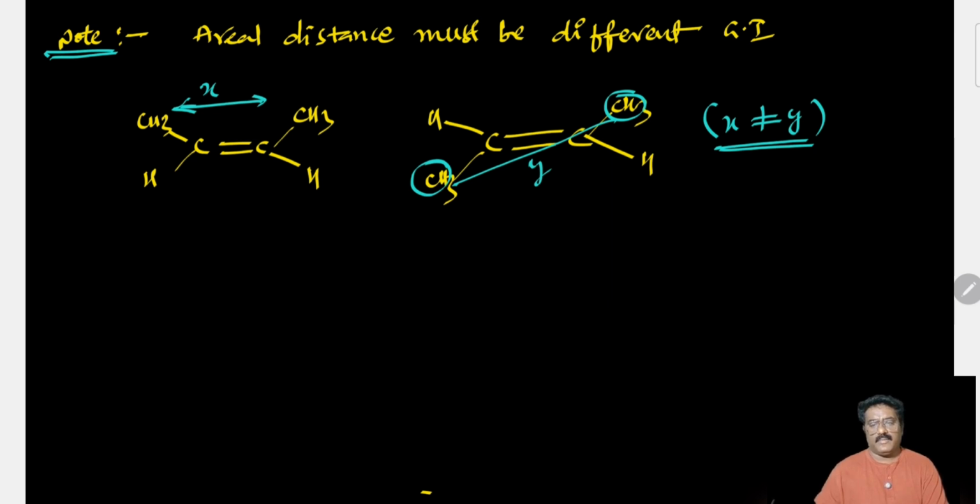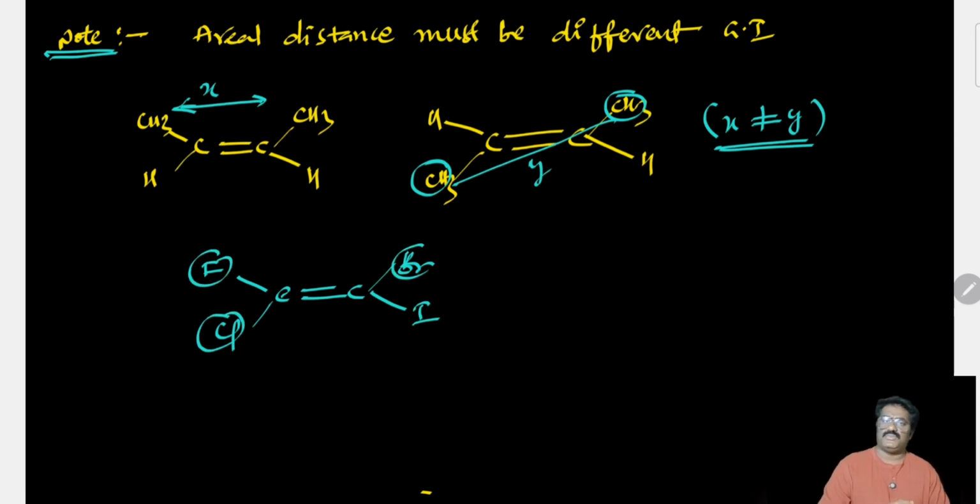Have a look. If a carbon double bond has four different types of groups, for example fluorine, chlorine, bromine, iodine, it can show GI, but cis and trans is not possible for this compound. Now we can use EZ nomenclature. Let's move on to EZ nomenclature.